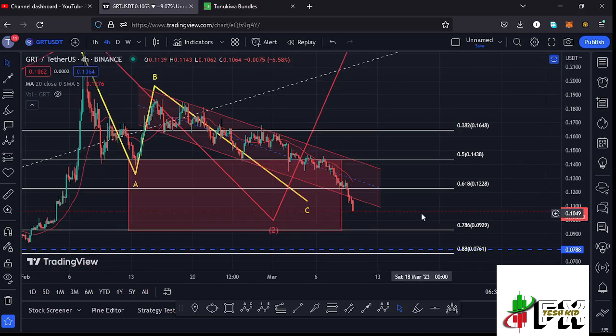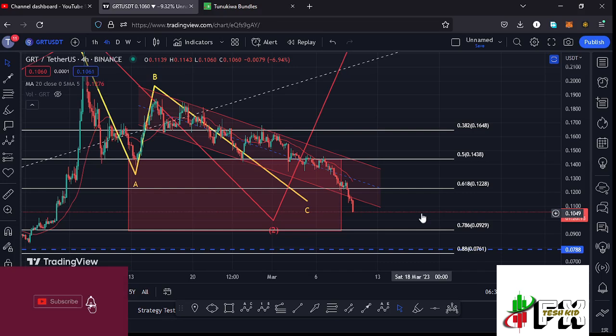So in case that is the case, that GRT continues to obey, we can have our breakdown targets between the fib level 0.5 and the fib level 0.78, which is a target area that lies between the $0.1438 mark and the $0.0929 mark, and that is the minimum that we can expect GRT to do in this breakdown to the lower side in what we could term as a second wave to the lower side.